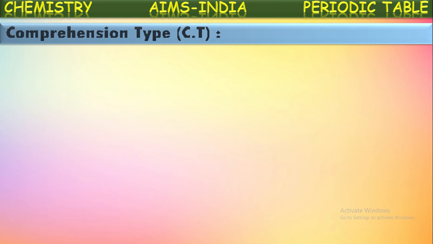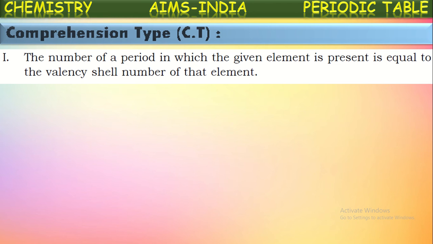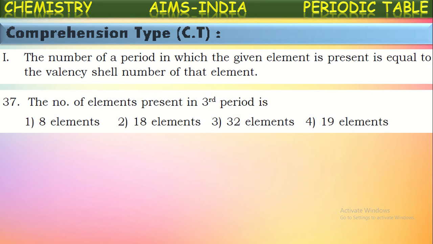Next, now let us see the comprehension paragraph. The number of the period in which the given element is present is equal to the valence shell number of that element. Yes, the number of shells present in an element gives its period number. Number of elements present in the third period: how many elements are there in the third period? We told the first period contains 2 elements, second and third contain 8 elements each.